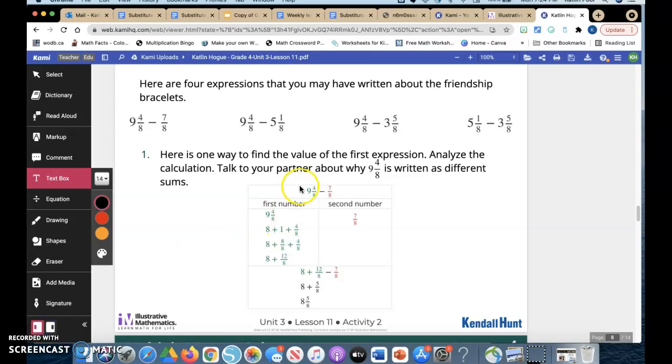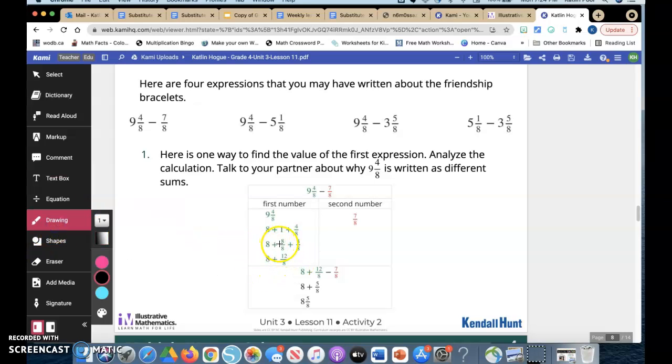Great job on your discussion, guys. So if you said that by taking the 8 of the 9 and changing it into 8 plus 1, you decompose that number, and it helped you to think about 1 as a whole number and 1 as a fraction, and then you took those fractional amounts and you added 8/8 and 4/8 together to get 12/8.